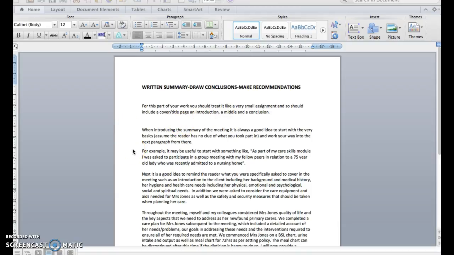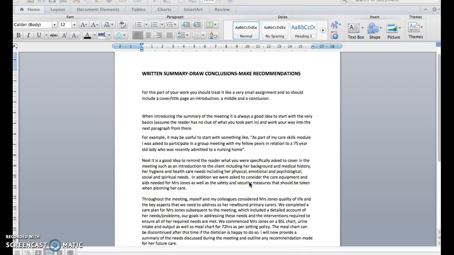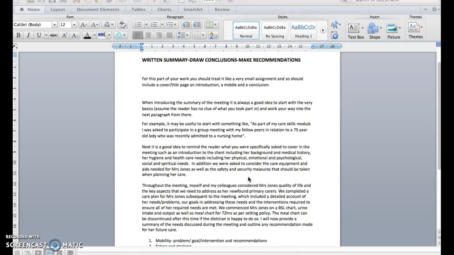If we just move down further, when you're introducing the summary of a meeting, it's always a good idea to start with the very basics. So really what I'm saying there is assume that the reader has no clue what you've done. Forget that it'll be me correcting it, because there'll also be an extern looking at this, and the extern may have no background in healthcare. So you must assume the reader has no clue of what you took part in. That means that when you take a step back from your work and give it to somebody in your family, they must be able to pick up what you're trying to say.